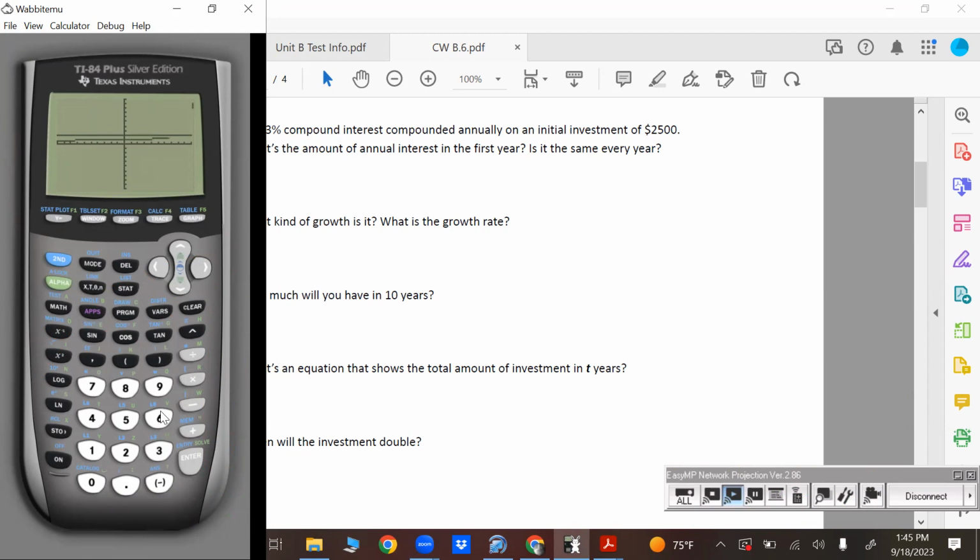So I need to adjust the window, because right now the window goes from -10 to 10 for X. And of course, negative values make no sense, that's going back in time. But I'll leave -10 fine for X min, but for X max, let's boost it to maybe 15. Now I'm going to see them touch.